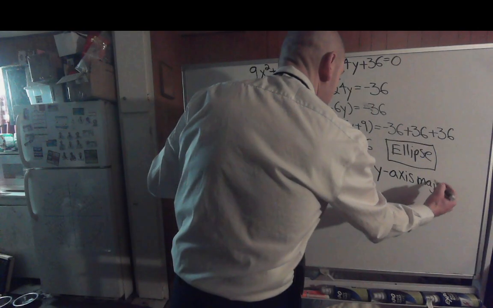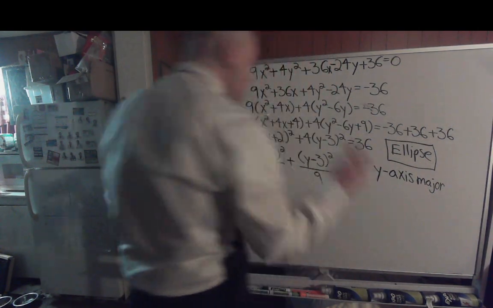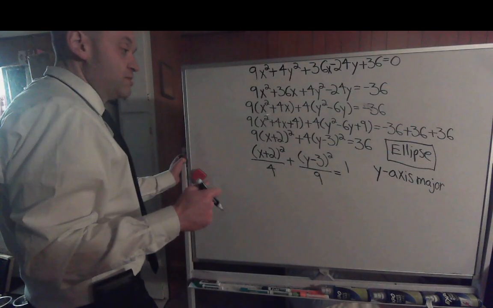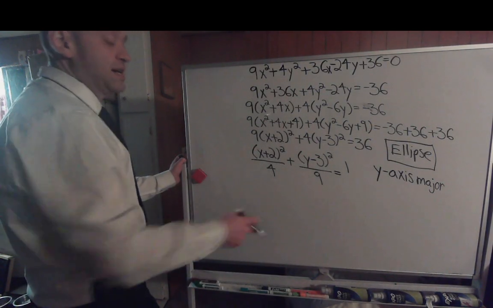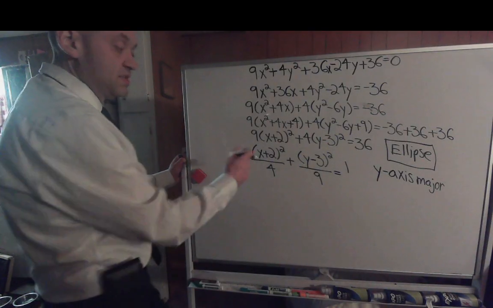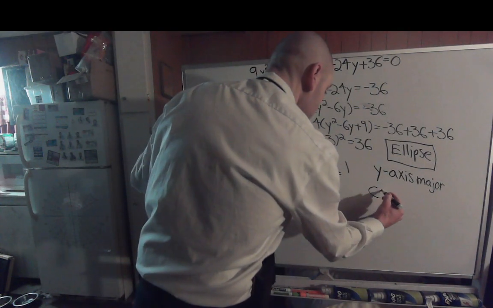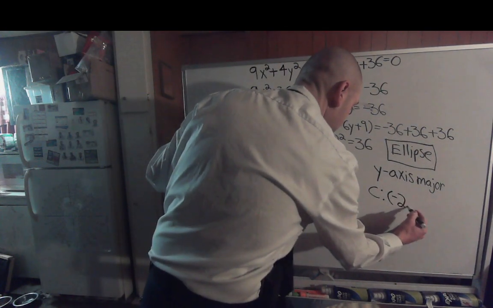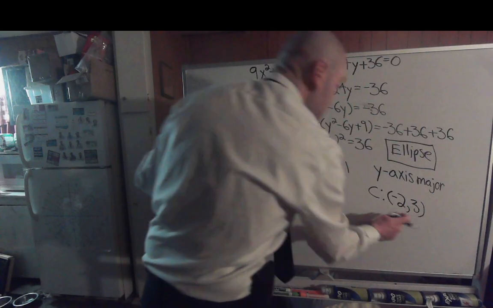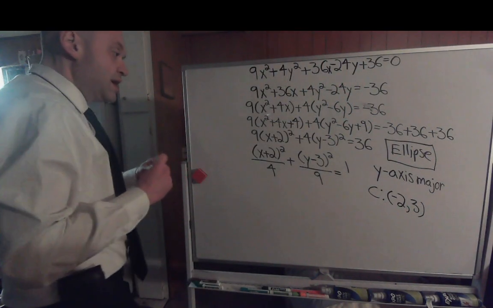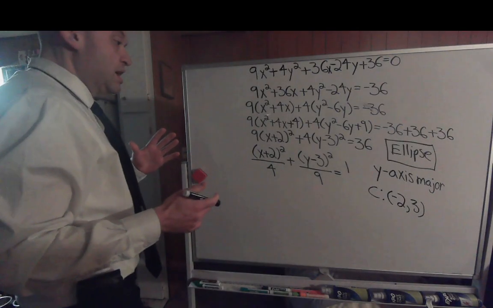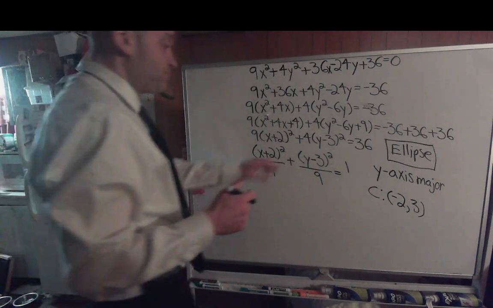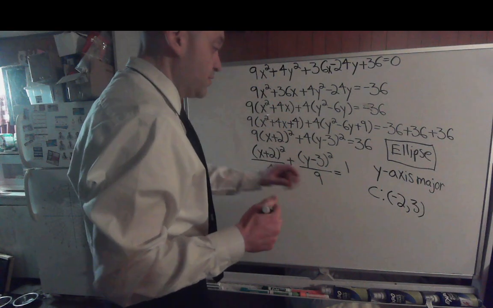So we have that. That means the major axis is y. Next, let's figure out the center. What's the center? Well, that's just going to be at the point negative 2, positive 3. That's your center at negative 2, 3. And then let's see where your vertices are.